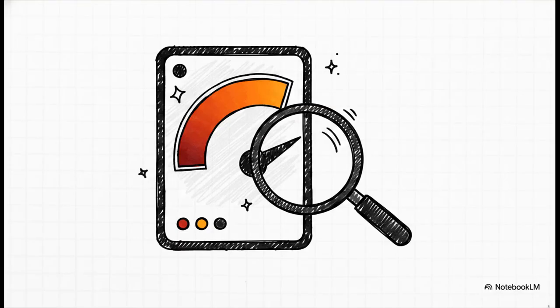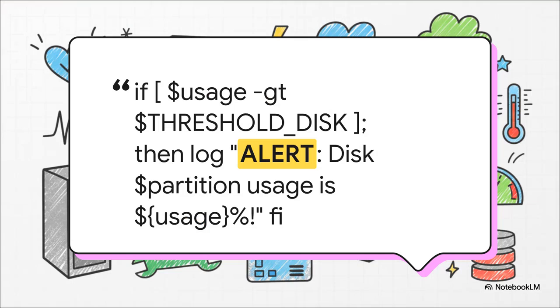First up in the kit, we have the disk space analyzer. Its one and only mission is to scan the hard drives and make sure we're not about to run out of room, which, as you probably know, is a super common reason that servers get into trouble in the first place. And this little snippet of code is where the magic happens.